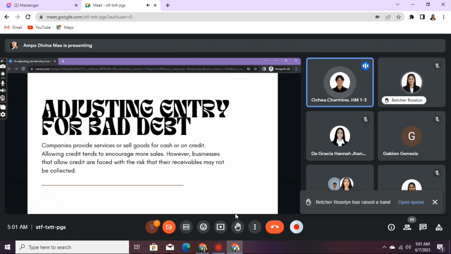Good evening, everyone. So we're going to talk about adjusting entry for bad debt. Companies provide services or sell goods for cash or on credit. Allowing credit tends to encourage more sales. However, businesses that allow credit are faced with the risk that their receivables may not be collected.